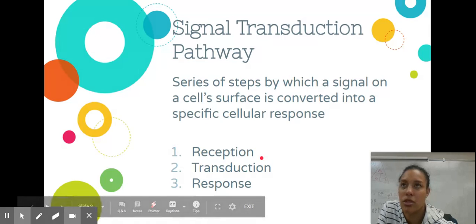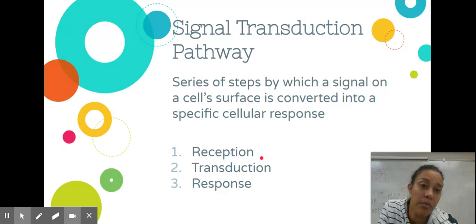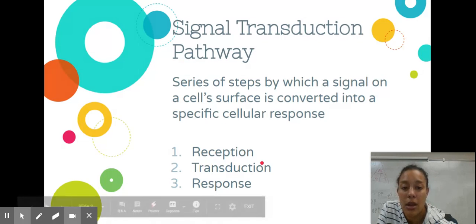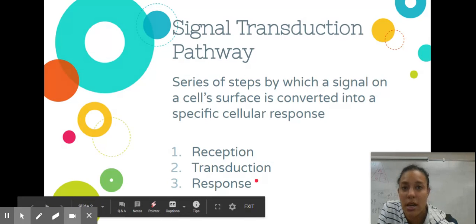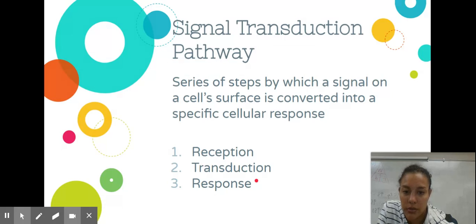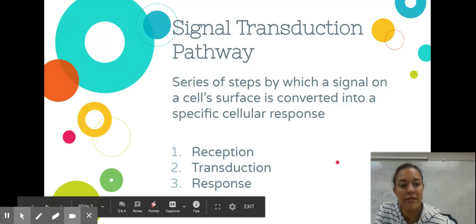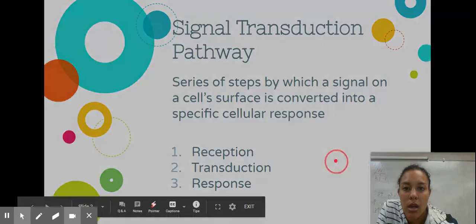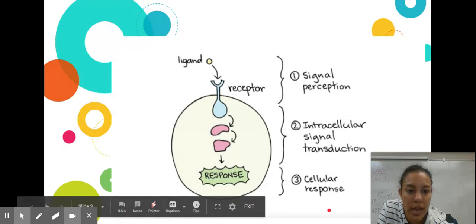Step two is transduction, or the series of steps, intracellular, to pass information along. And once that information gets to its target area, that will initiate some sort of cellular response. There are many different types of responses we can see out there, which I'll get into. So here's the drawing visual for you. Hopefully this, again, is a reminder of that.